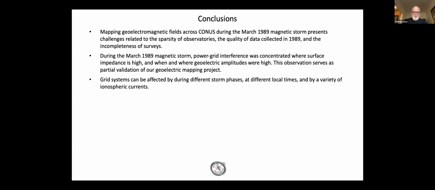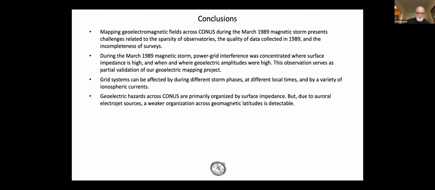Grid systems can be affected by a number of different current systems in space. I was showing examples of westward and eastward electrojets, and over a variety of local times. So there is not a single current system, at least during a storm as intense as March 1989, that we can point to as being particularly hazardous. It depends where you are, when you are, and the fact that we have so much magnetic activity during this intense magnetic storm means that there's an abundance of current systems that contribute to the hazards.